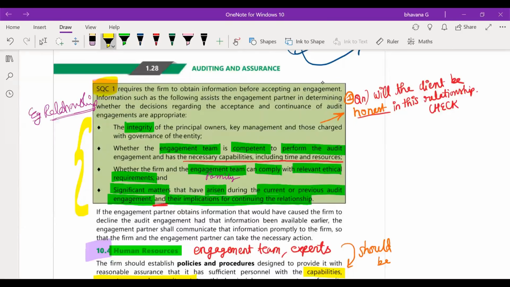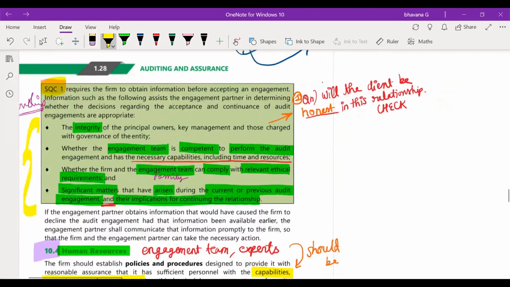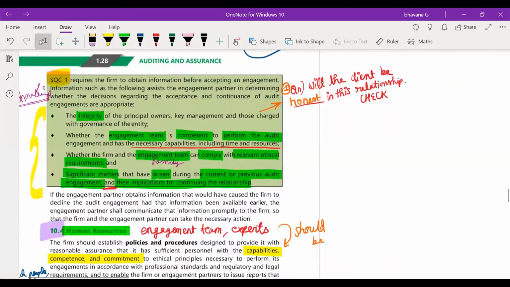First is integrity. You have to see whether the client with whom you are working is honest in this relationship. Is he an honest person or a fraud person? You have to see the integrity of the client. Next, you have to see whether the engagement team, which is the audit team that will be working under me, is competent to perform the audit, and whether they have the necessary capabilities, that is time and resources, to perform the audit.